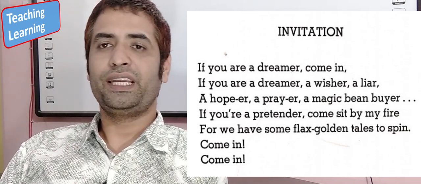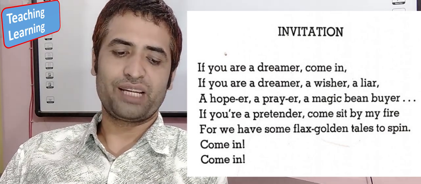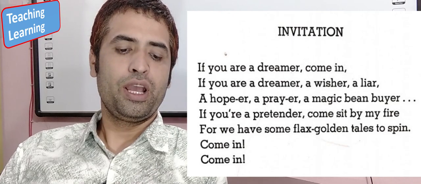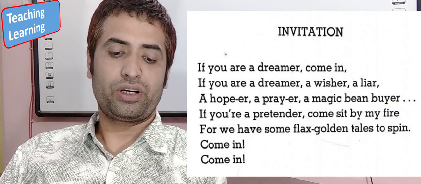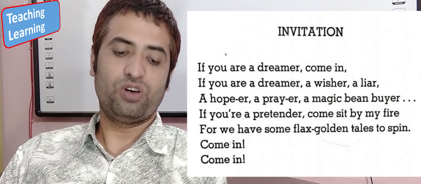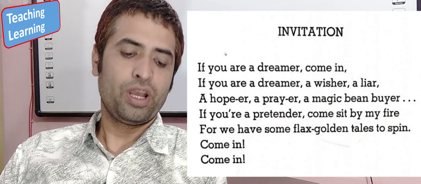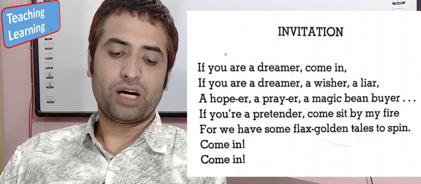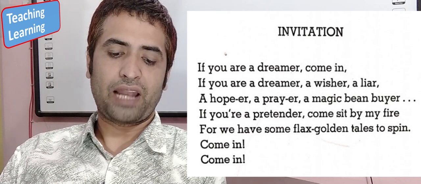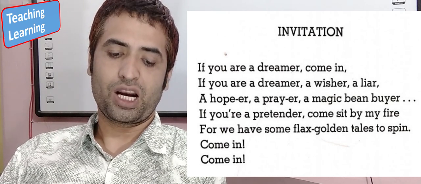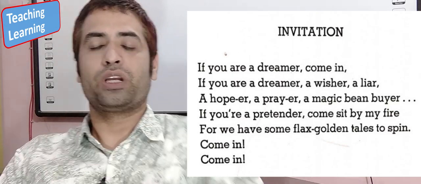Before going to the four level interpretation, and what is four level interpretation, let me read out this one. Invitation. If you are a dreamer, come in. If you are a dreamer, a wisher, a liar, a hoper, a prayer, a magic bean buyer. If you are a pretender, come sit by my fire, for we have some flags, golden tales to spin. Come in, come in. This way the poem ends.